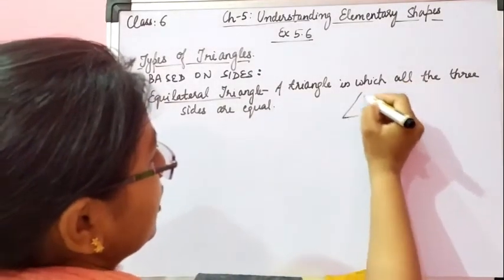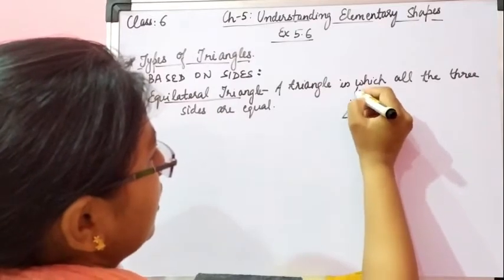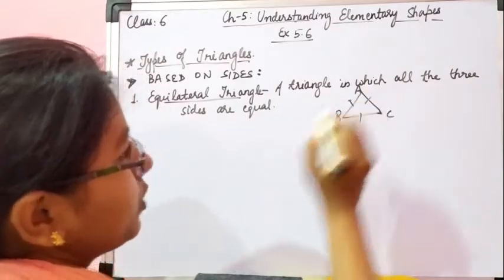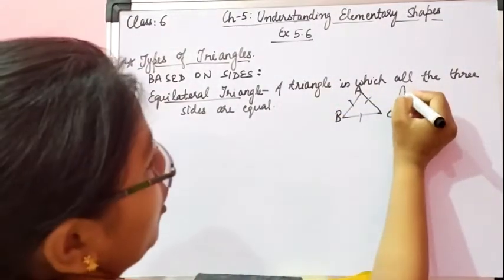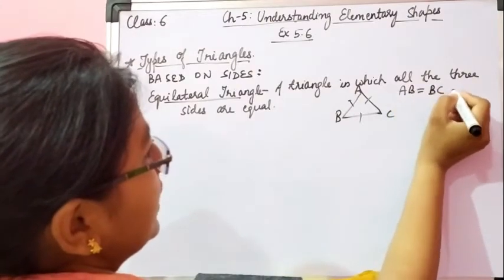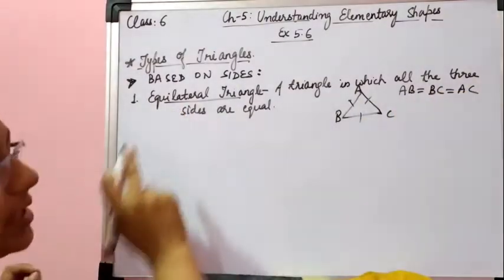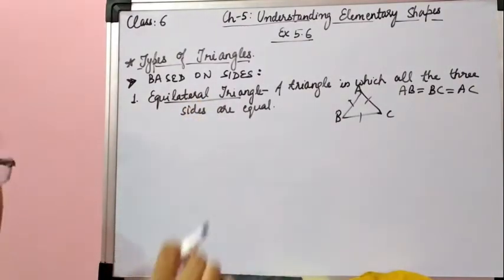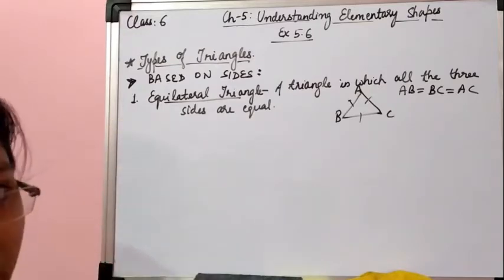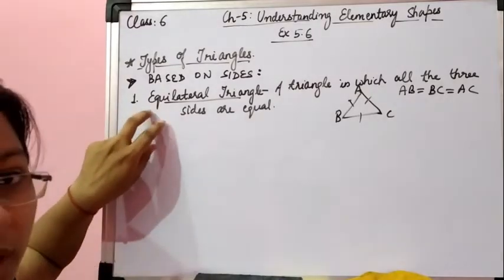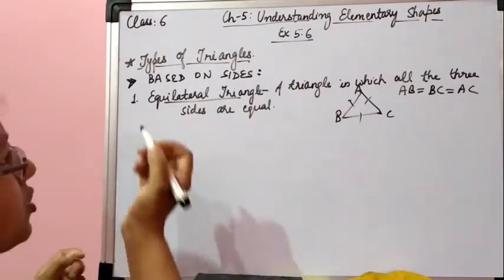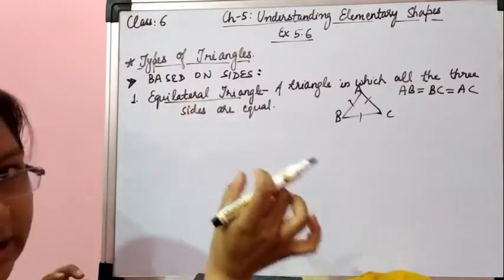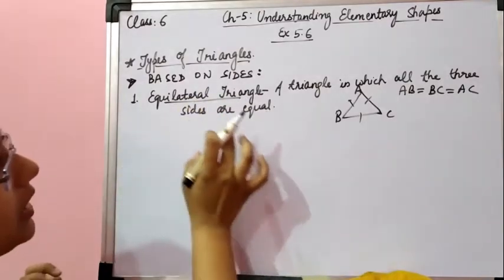Now suppose this is the triangle ABC. If AB is equal to BC is equal to AC, meaning all the three sides are equal, then the triangle is said to be an equilateral triangle. These words are new for you and quite lengthy also, so you have to memorize the spelling of these words. Just split the word: EQUI, LATE, RAL. So, equilateral triangle.